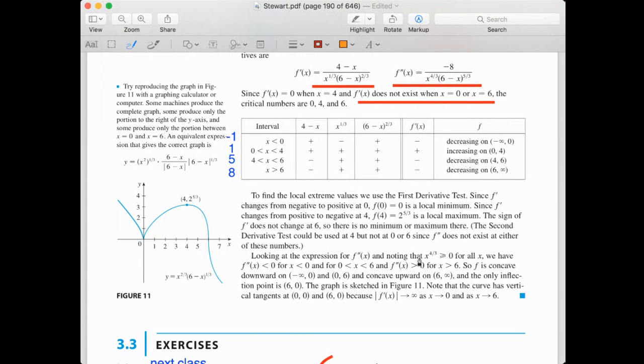What happens if x is bigger than 6? The first term in the denominator is positive, the second one will be negative. The numerator is negative and this term is negative, so we get a positive. So after 6, it becomes concave up. That's why we have this kind of graph in the end. All right, any questions?